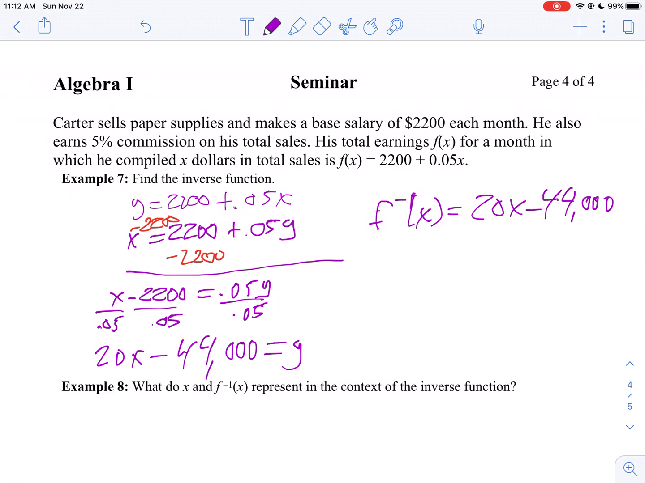So what does f inverse represent in the context of this question? Well, f inverse is our x. So f inverse is his total sales. So it would be Carter, and Carter could be a guy or a girl. It's Carter's total sales. Well, it says he on here, but Carter's total sales for the month.